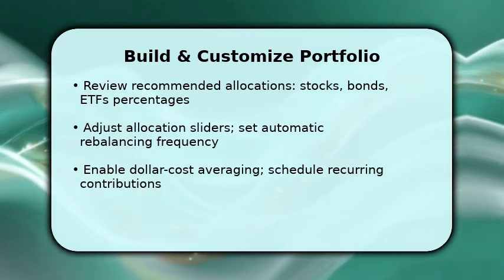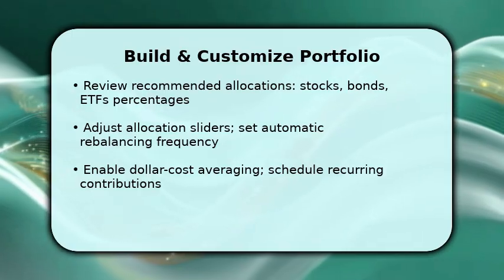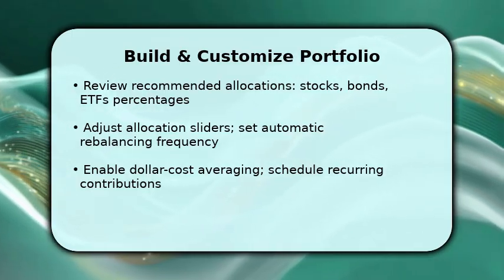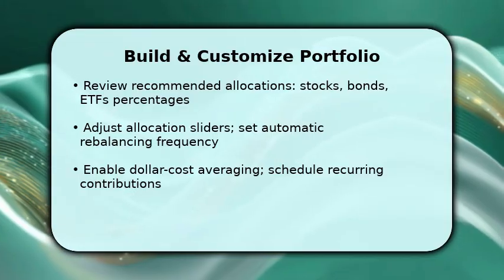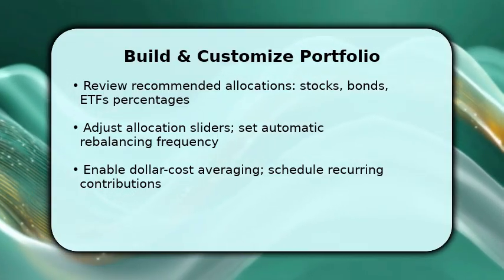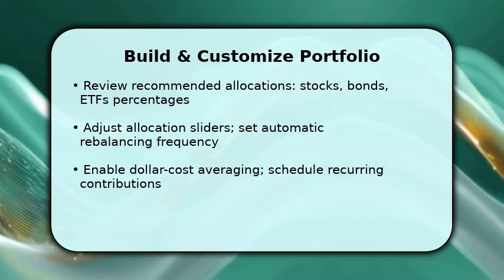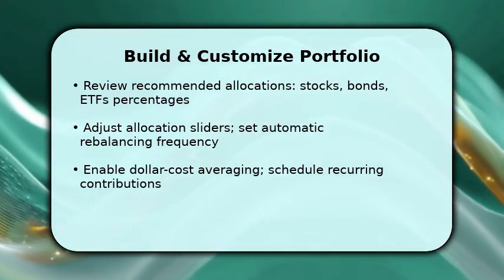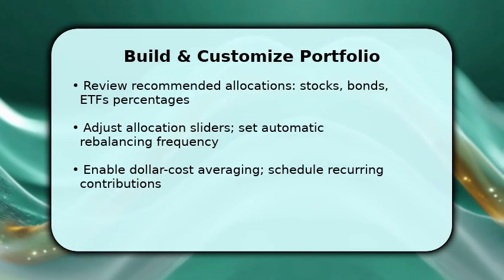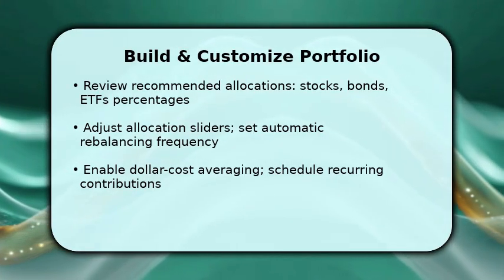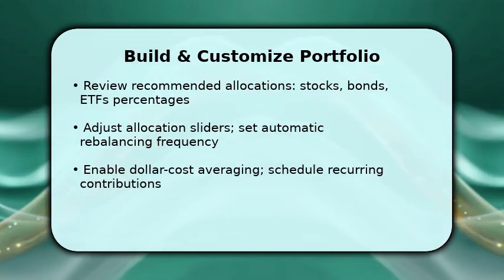Set automatic rebalancing to keep target weights over time. Also enable dollar-cost averaging and schedule recurring contributions to smooth market timing risk. Explain choices aloud. Higher equities seek growth. More bonds, lower volatility. Finish by confirming your funding cleared and that any premium features or subscriptions are active.